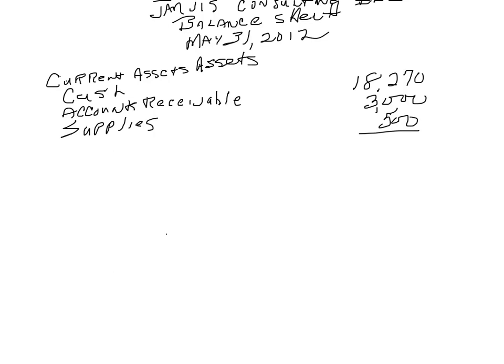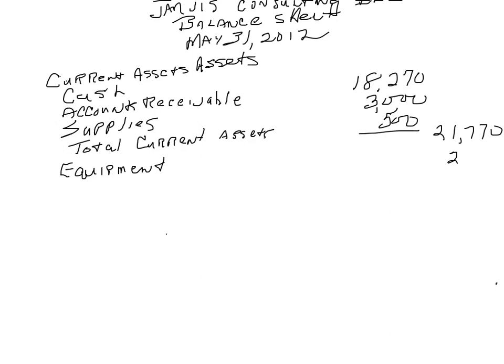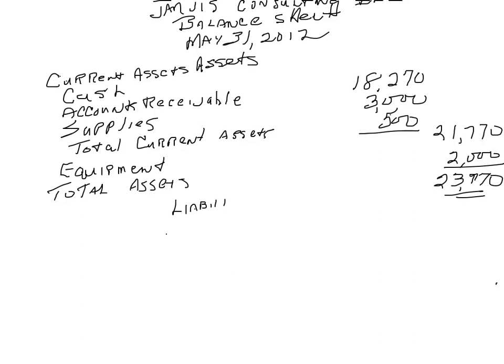So therefore, total current assets carried to the outside, $21,770. Now we have one fixed asset, so equipment, no depreciation yet, so I'll just put it to the outside, $2,000. We bought the equipment. Total assets, $23,770, just like I had on my sheet. Now we have liabilities. And shareholders' equity.